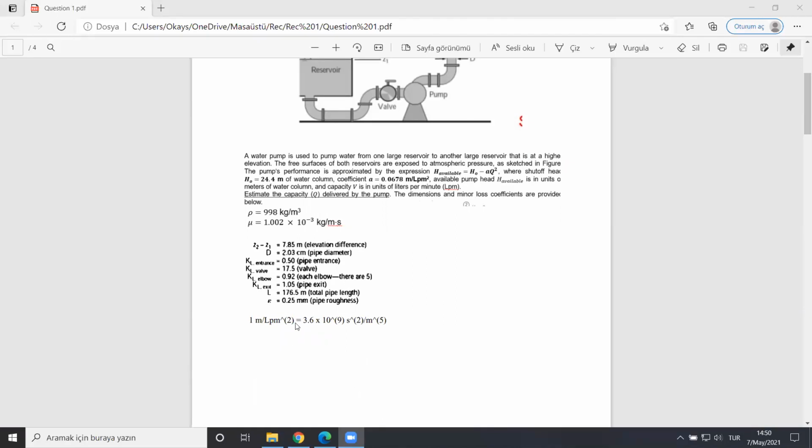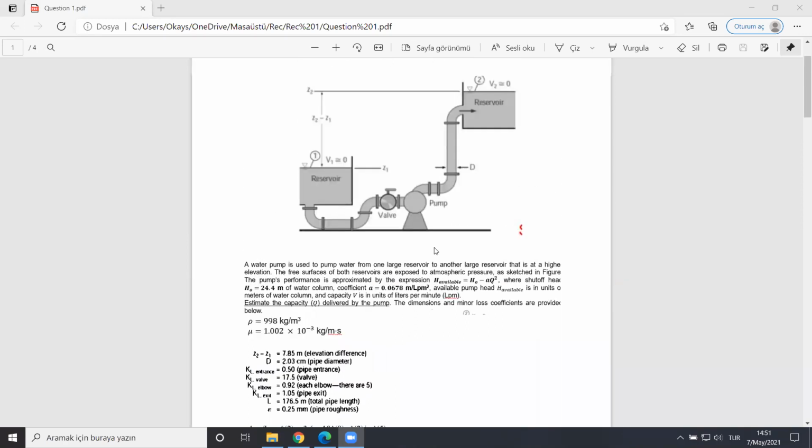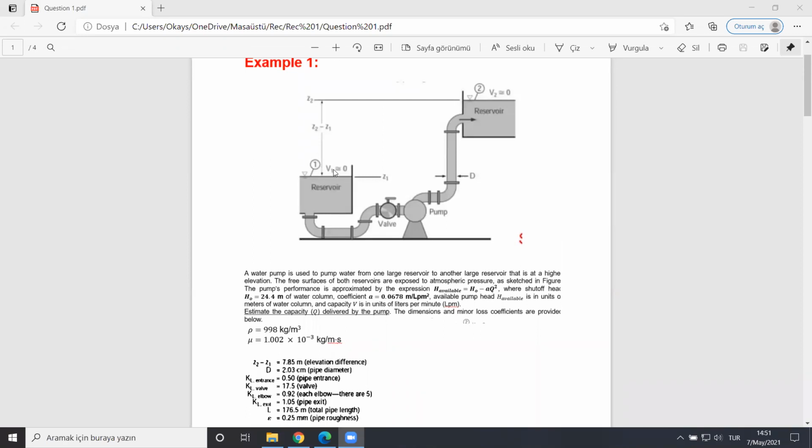And we have this unit conversion given here for this LPM value. So 1 minute per LPM squared means when you multiply it with 3.6 times 10 to the power 9, you'll get something like this. You don't understand what this is now, but when we solve and come to this stage, you will understand what I mean. This unit conversion is needed. This is why I put this conversion here. You will see. So we can start by writing our energy equation between points 1 and 2.